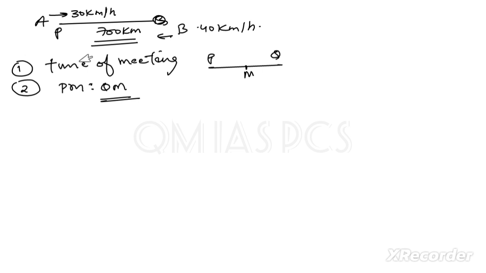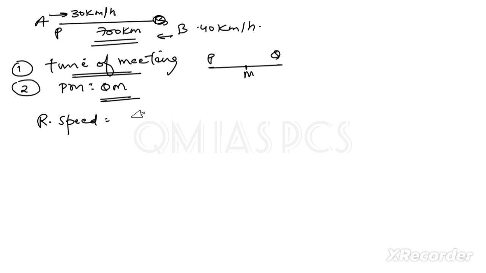So how do we find the time of meeting? First of all, you have to understand that they are moving towards each other, right? Whatever hint is given, we have to consider that. They are moving towards each other, which means their directions of motion are opposite. So if I say relative speed, what will the relative speed be?